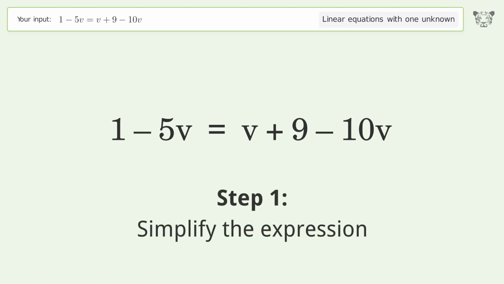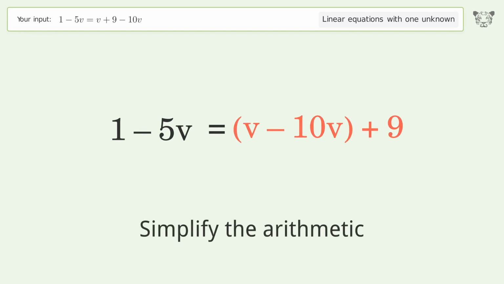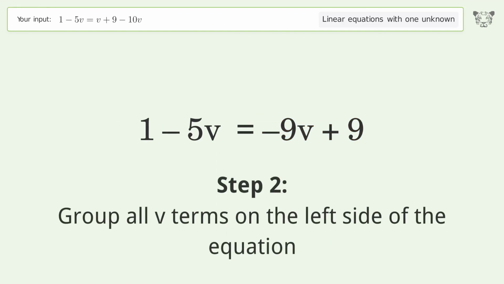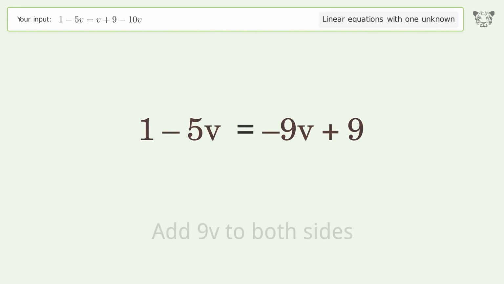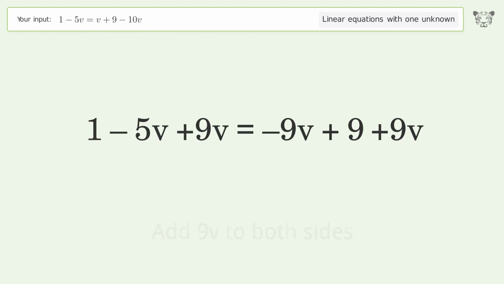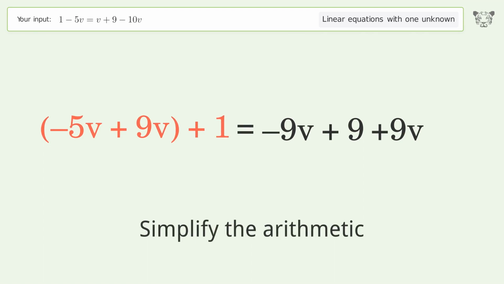Simplify the expression. Group like terms. Simplify the arithmetic. Group all v terms on the left side of the equation. Add 9v to both sides. Group like terms. Simplify the arithmetic.